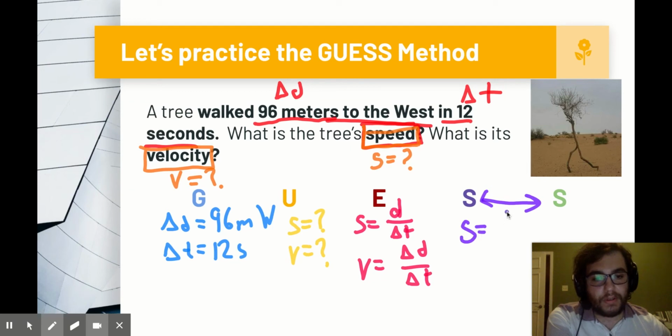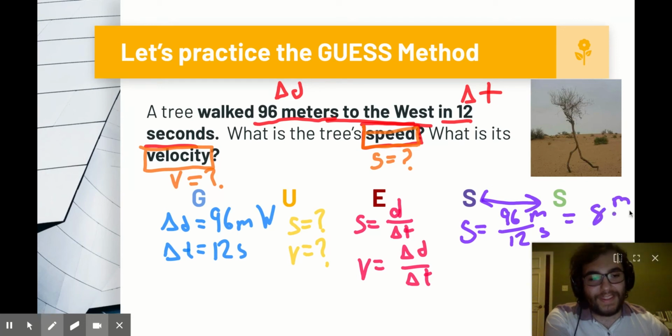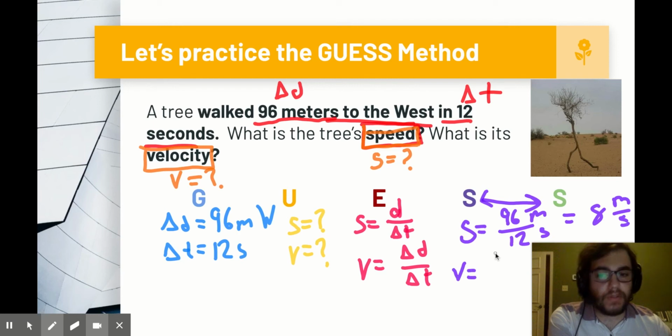Speed is equal to 96 divided by 12, because this was our distance or displacement. In this case, they're both the same. So 96 divided by 12, that's equal to 8. Hopefully. I hope I know my multiplication chart. All right. And the other one is v. v is equal to the same thing, but the only difference is we care about the direction. So the answer for v would be 8 meters per second west.